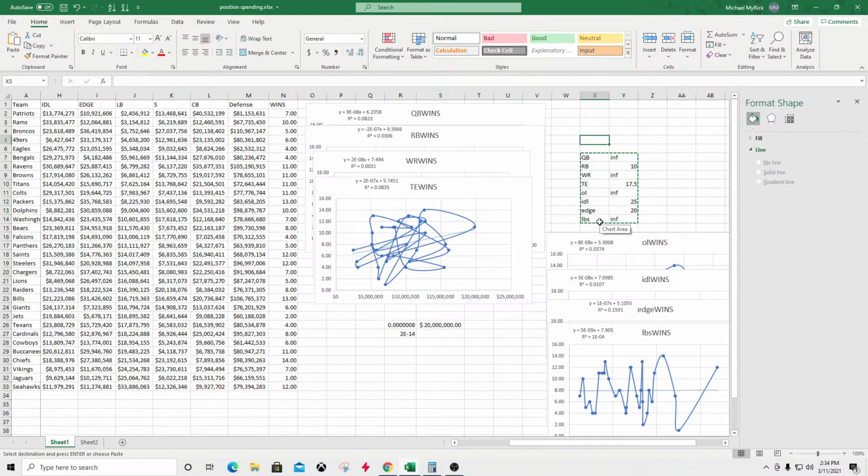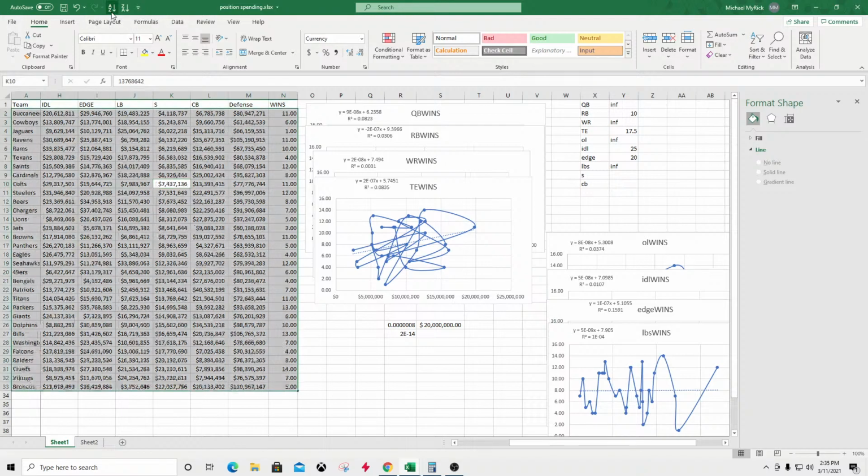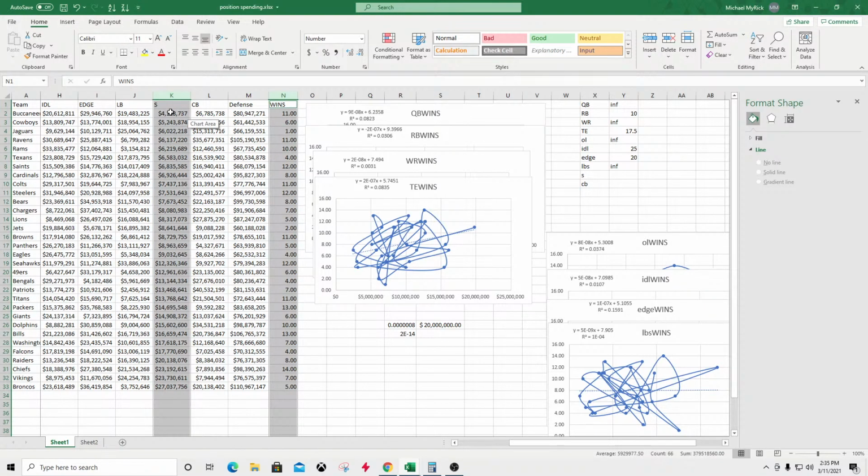So my favorite position on the whole field, safety, I think is going to get ripped apart right now. Yeah. Buccaneers spent $4 million. Maybe rookie deals, probably rookie deals. We got 11 wins.